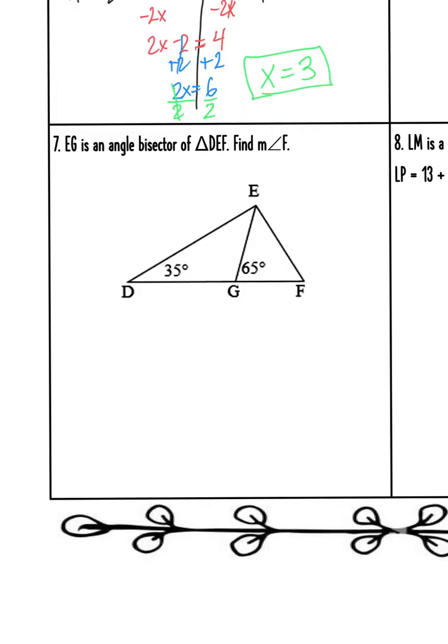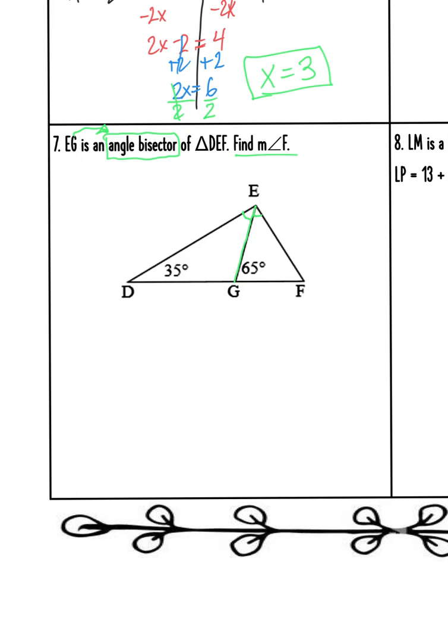All right, cool. We're almost done here. Number 7 says EG is an angle bisector. That's our key word here. And remember, EG is the angle bisector, which means we're cutting this angle into 2 equal parts. So I'm going to put my arcs in each of those angles, showing that they're both equal and congruent. And then it says find the measure of angle F.